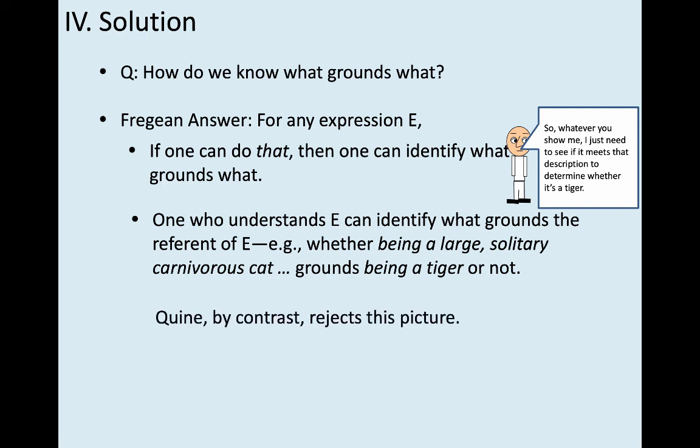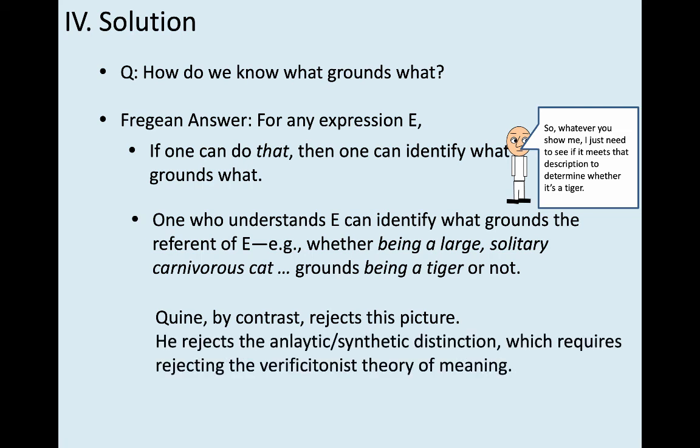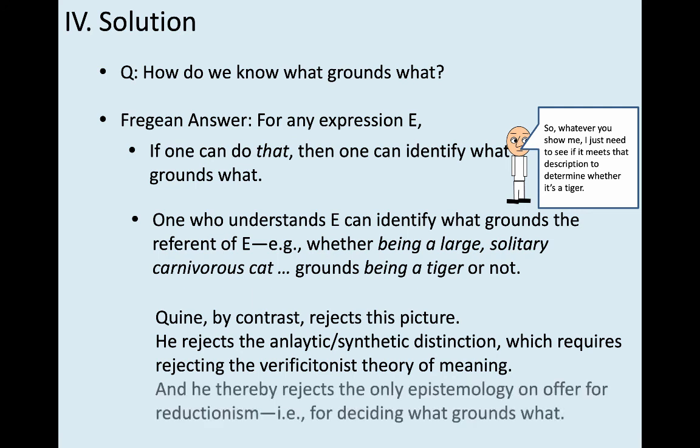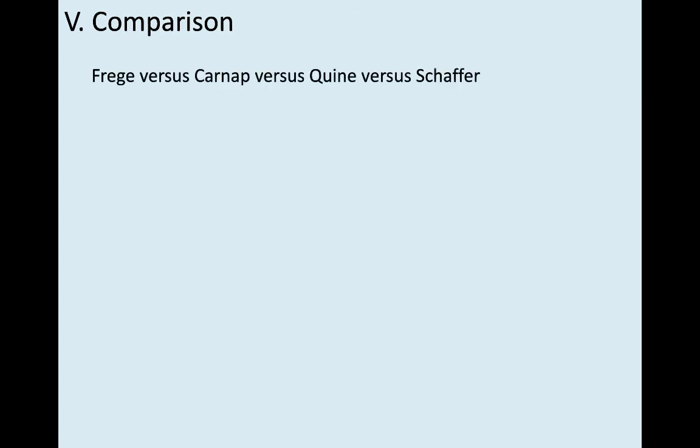Okay, so there's more to be said about this, and we'll talk more about it in class, but that's the rough recap. By contrast, Quine rejects this picture. He rejects the analytic-synthetic distinction, which means he rejects the verificationist theory of meaning, and more broadly, he rejects Frege's view that sense fixes reference and that any competent user of an expression can identify its sense. So he rejects the epistemological basis for identifying what grounds what for this kind of reductionism. Okay, and that's a way to think about the connection between the various authors that we've looked at so far this semester. We'll stop there.